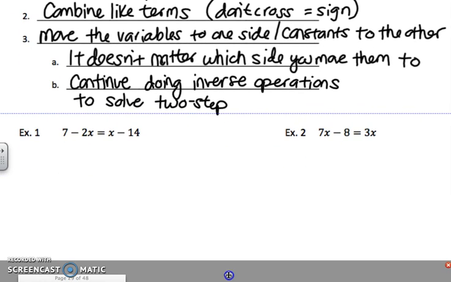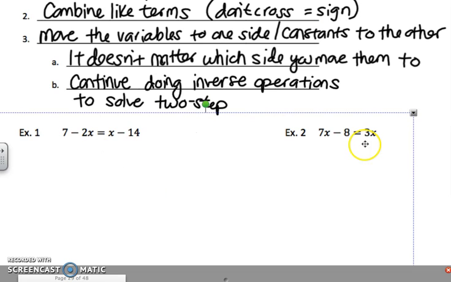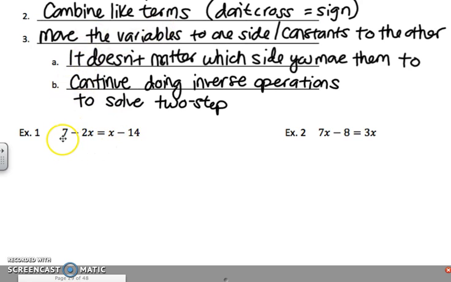So on example 1, let's look at this. So can I distribute? No, I don't see any parentheses. Can I combine like terms? Well, I can't combine a negative 2x and a 7, and I cannot combine an x and a minus 14. So that means I'm on to step number 3. I need to move the variables to one side and the constants to the other.